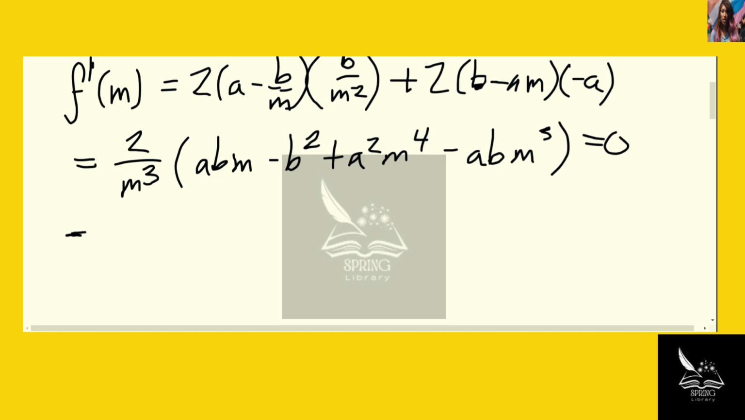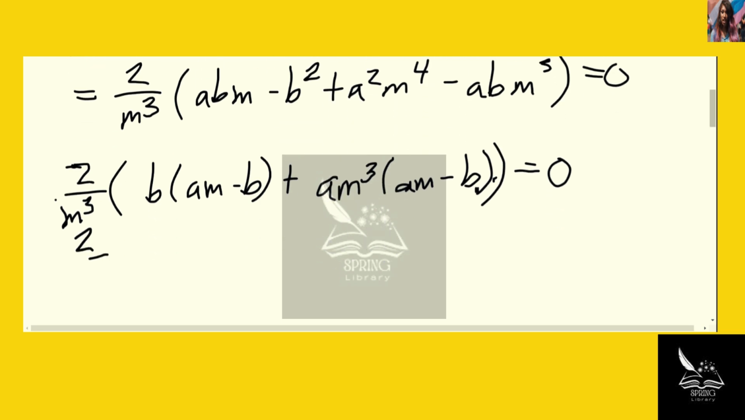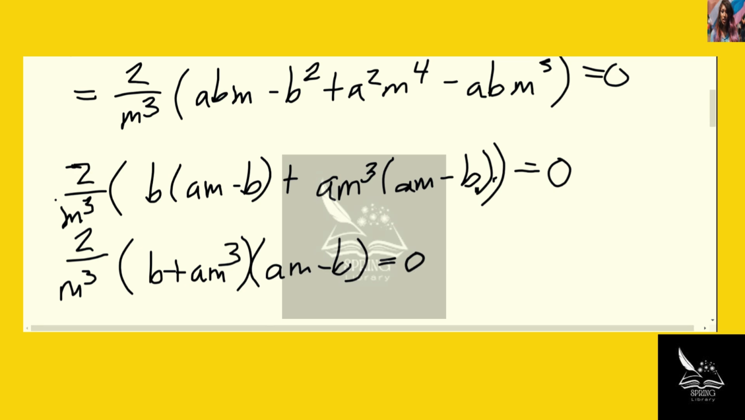We can then factor by grouping, so we get 2 over m cubed times, and then we factor b out of the first and second terms, so we have b times (am minus b), and we factor an a m cubed out of the third and fourth terms, and we get a m cubed times (am minus b) again, equals 0, which is going to be factored as 2 over m cubed times (b plus am cubed) times (am minus b) equals 0.